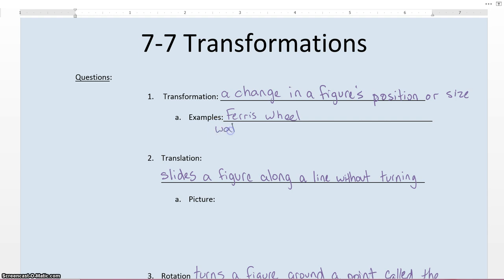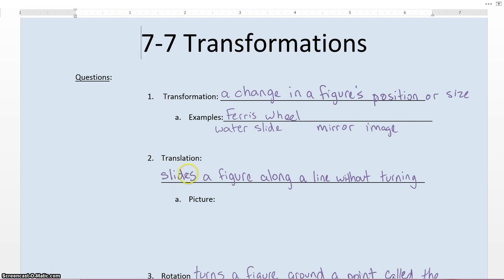Like a water slide. When you go down a water slide, you don't change position. You might change position as far as on the water slide, but you just slide down it. You sort of stay yourself, and you definitely stay your same size. So a water slide would be an example of a slide, or translation. And then another thing you might think of is a mirror image. And that would be an example of a reflection.